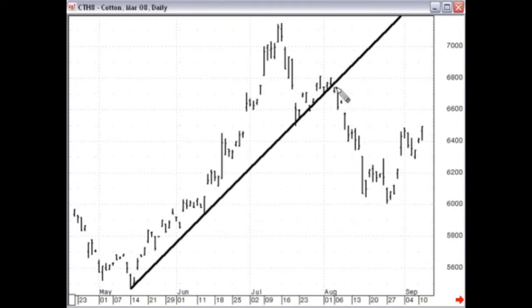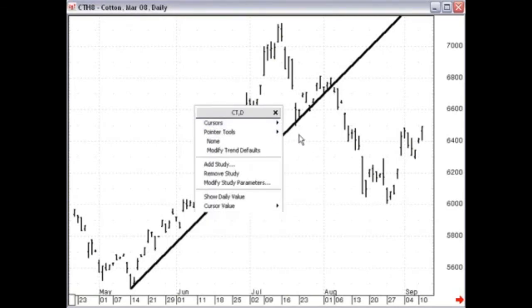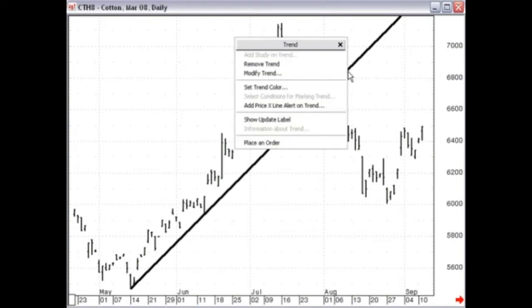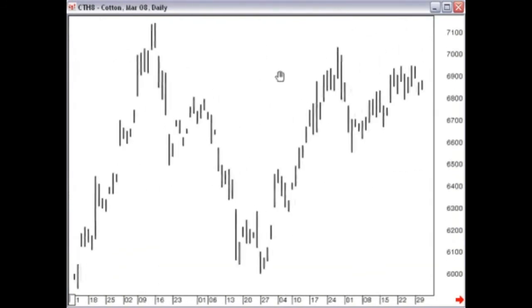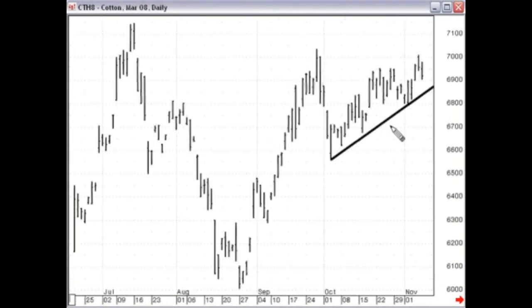But as you can see, this bar right here was indeed a gap below the trend line. So I would initiate a sell position on a break of the low of this bar, with an initial protective stop at the high of the bar preceding the gap, which would be right here. And as you can see, this led to a very nice trade. And let me just show you a few more examples.